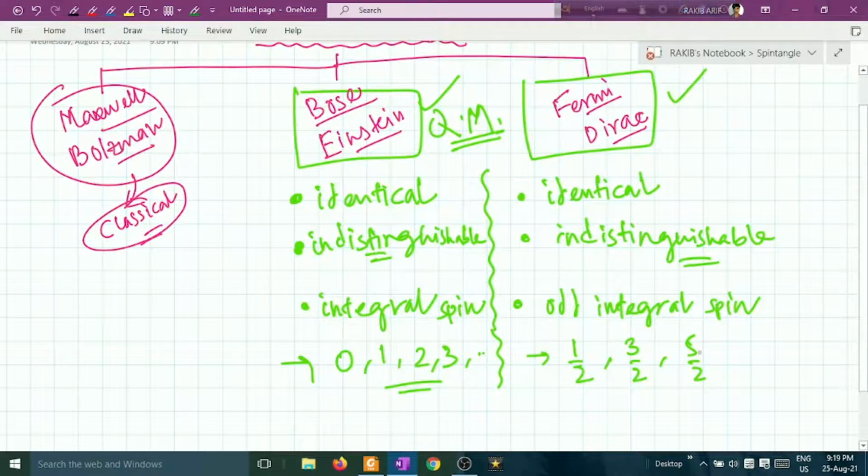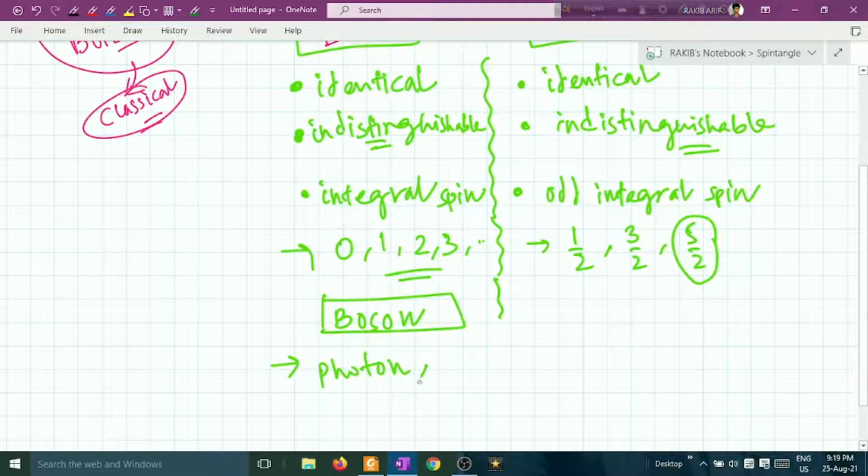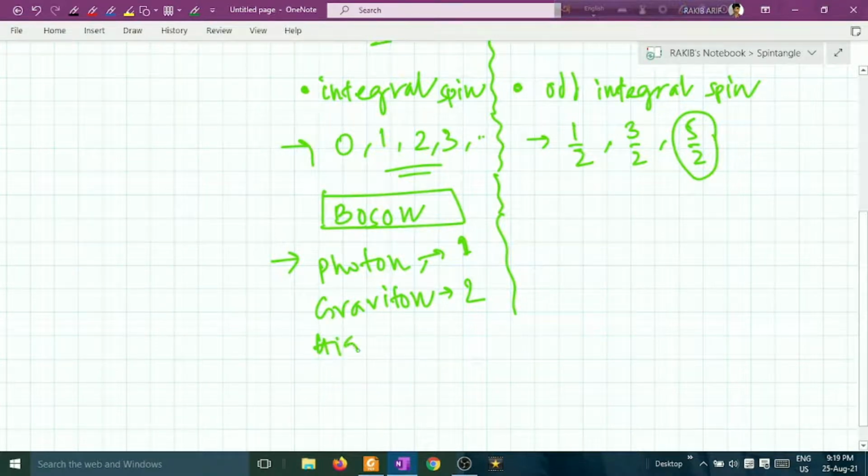Whatever it is, some of these are theoretical particles that we do not deal with in our natural sciences. Examples of Bose-Einstein particles are the so-called bosons. The particles obeying Bose-Einstein statistics, we call the particle a boson. What are bosons? Photon is a boson, graviton is a boson. Photon has spin 1, graviton has spin 2. Higgs boson is a boson. I think Higgs boson has spin 0, not sure, check it on Google.